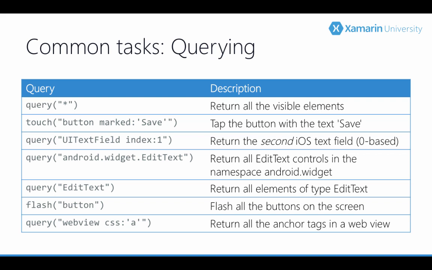We've got another query where we're looking for the android.widget.EditText. So it'll return all the elements of that type. And in fact, all subclasses of that type too. We've got another query below that that'll look for all the Android elements with the class name EditText, regardless of the namespace. There's another command that'll flash all the buttons on the screen, and another query that'll actually look for the web views. And we have another query that'll actually look for all the anchor tags within a web view.